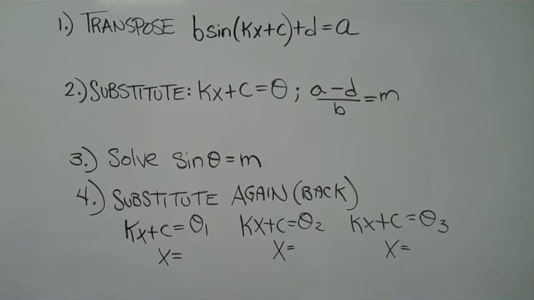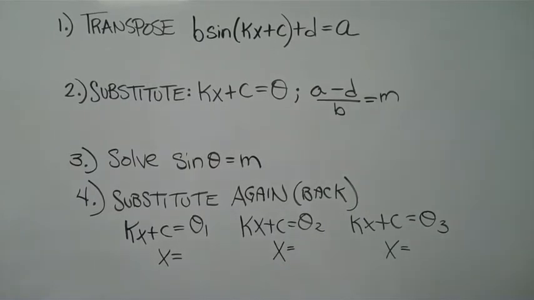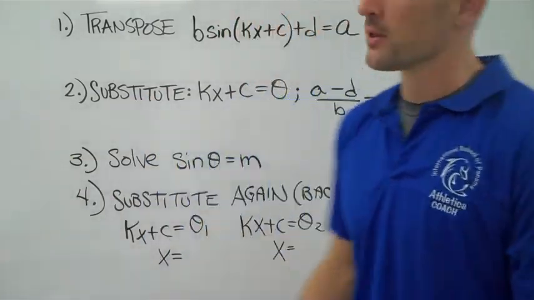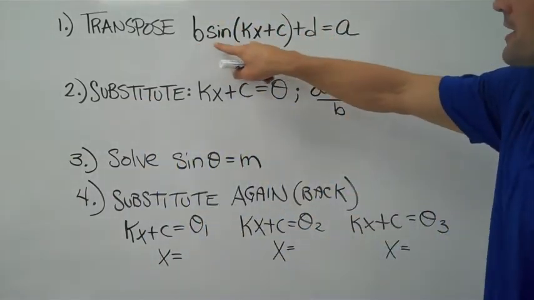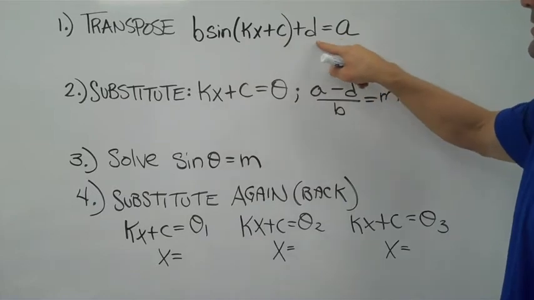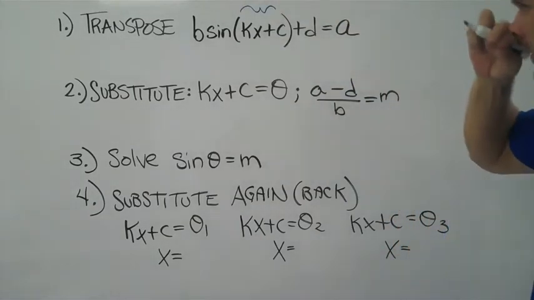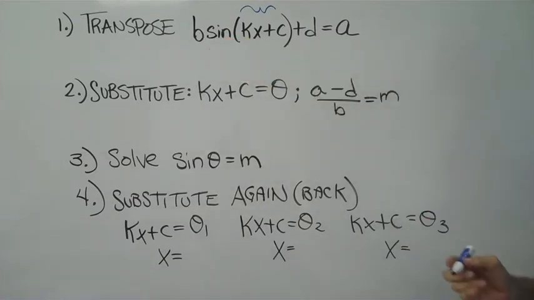Okay, this will be the last thing we do with trig. Let's solve some hard trig problems. Suppose you have b sine(kx + c) + d = a. This is the key thing here. They're giving you some sort of algebraic expression as the argument of sine.